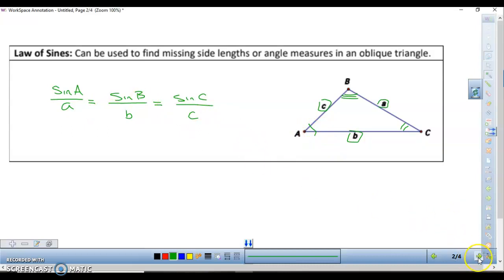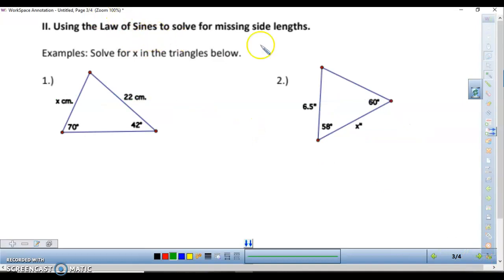All right. First type of example we're going to do is we're going to solve for missing side length. So to do this, in order to use law of sines, you got to know an angle and the side across from it. So here we go. According to the law of sines, the sine of 42 divided by the side across from it, which in this case is x, must equal the sine of 70 divided by the side across from it, which is 22.